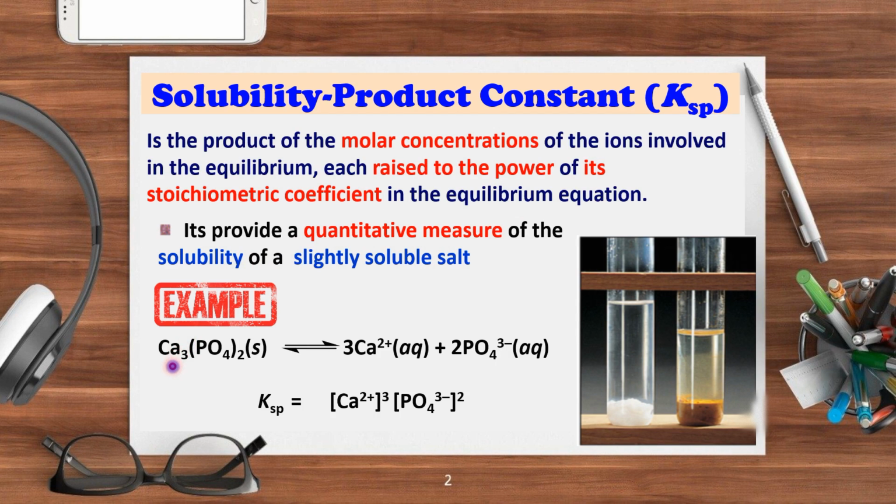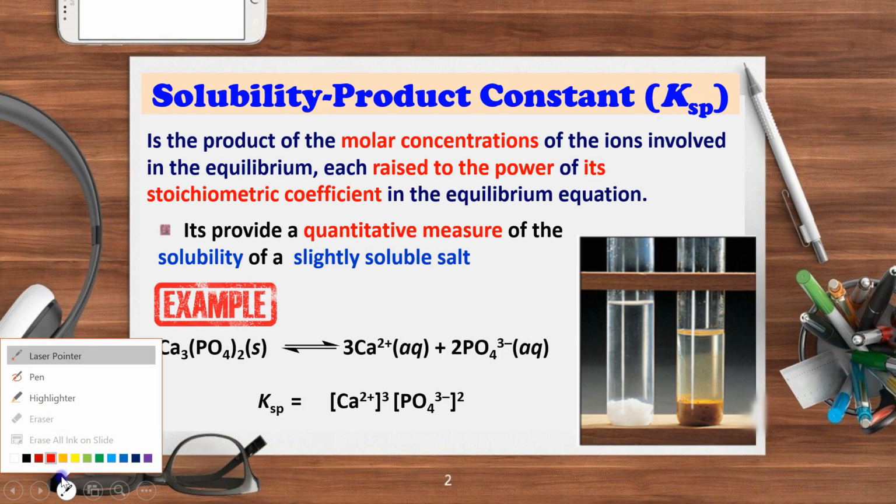Okay, for example, in a saturated solution of calcium phosphate, an equilibrium exists between the solid calcium phosphate and its dissolved ions. The dissolved ions refer to the calcium ion and phosphate ion. From here, we can write the Ksp expression. Remember, it should be concentration of the products divided by concentration of the reactant. Since the reactant here is a solid, it is not included in the Ksp expression. And the coefficients become the powers.